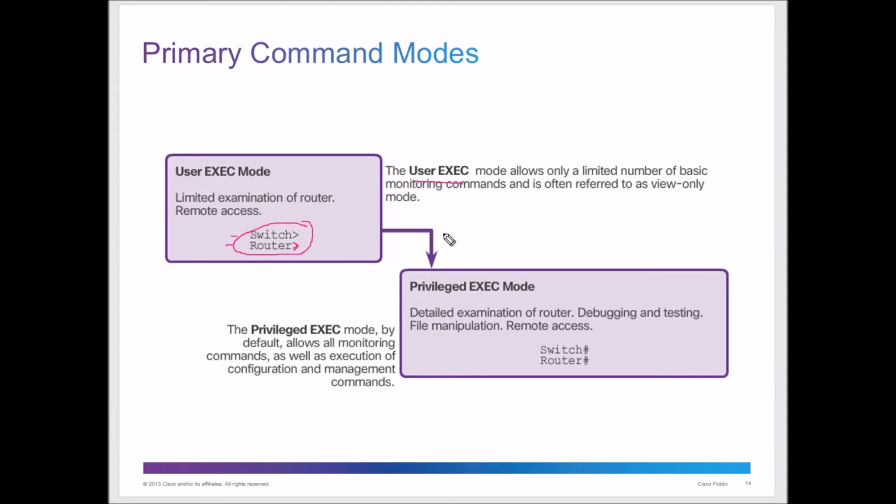And then you're going to need to move over into privileged exec mode, and privileged exec mode is going to give you more access to the operating system. It's going to allow you to do monitoring commands, execution of configuration, and other types of management commands. So there's two different levels there. You have the user exec mode and privileged exec mode, and you do want to know the differences between the two of these. Those are on the test for both the Cisco Academy and for the CCNA. You're going to see questions along those lines.